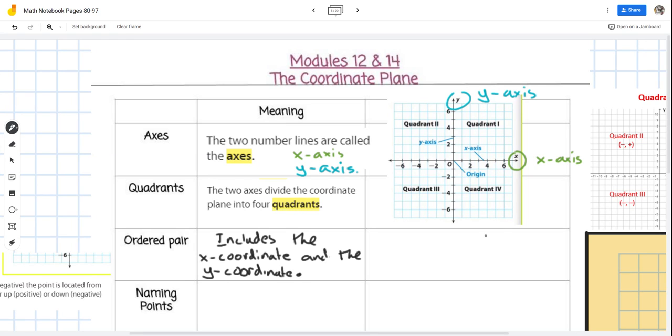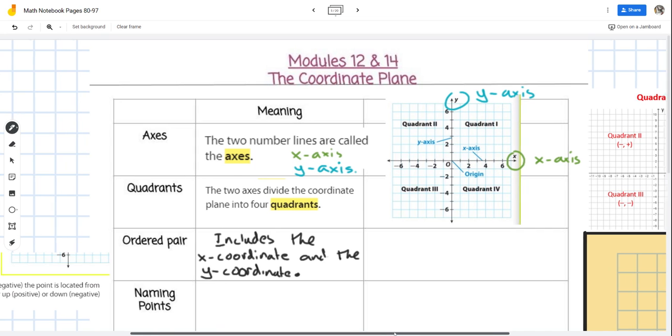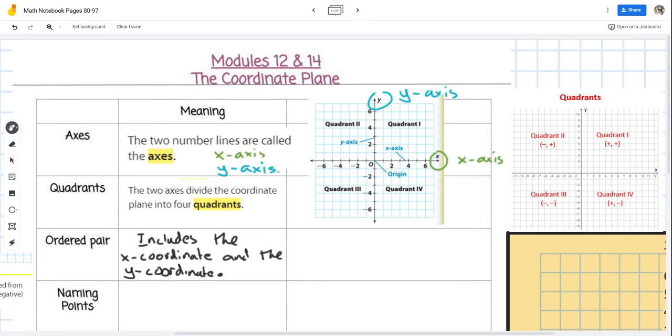Okay, so let's just do this. I'm going to show you what an ordered pair would look like. You would see an ordered pair like this. Let's do this. The ordered pair looks like this, x and y.